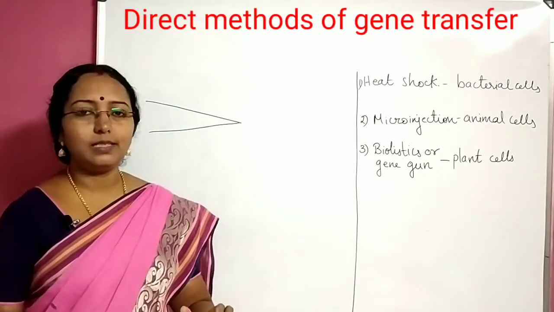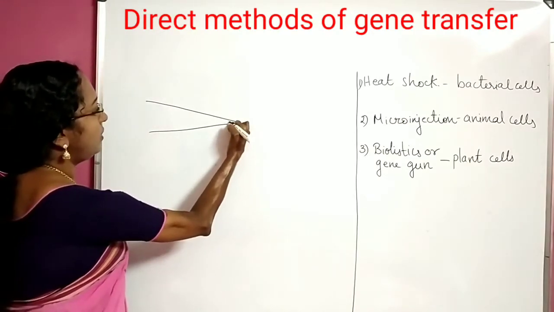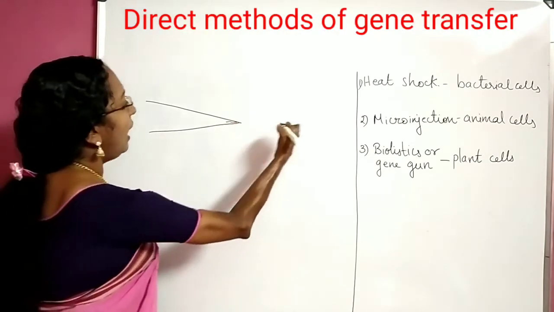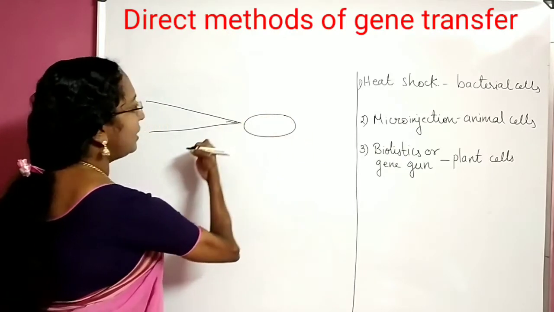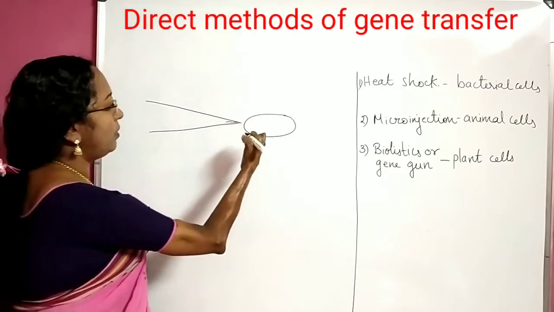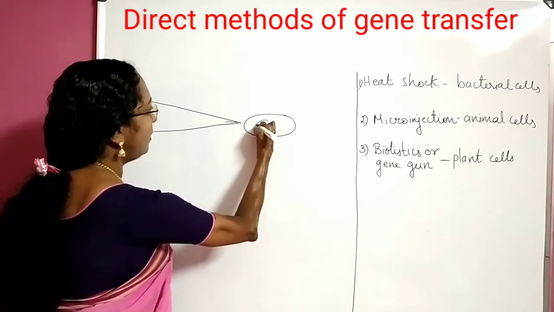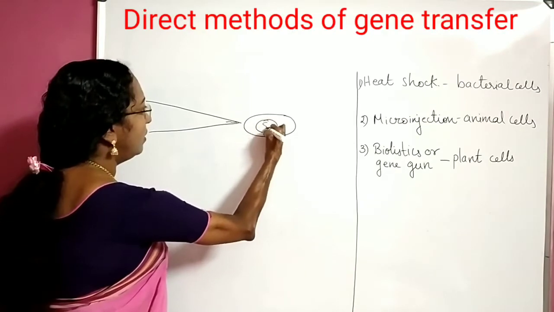It's not like that. Okay, it's a glass needle. At the end of the glass needle, the gene of interest will be placed. Okay, and the animal cell which has to be injected with this foreign gene. The animal cell is there and it is having the nucleus. Okay, inside the nucleus it is having the DNA.